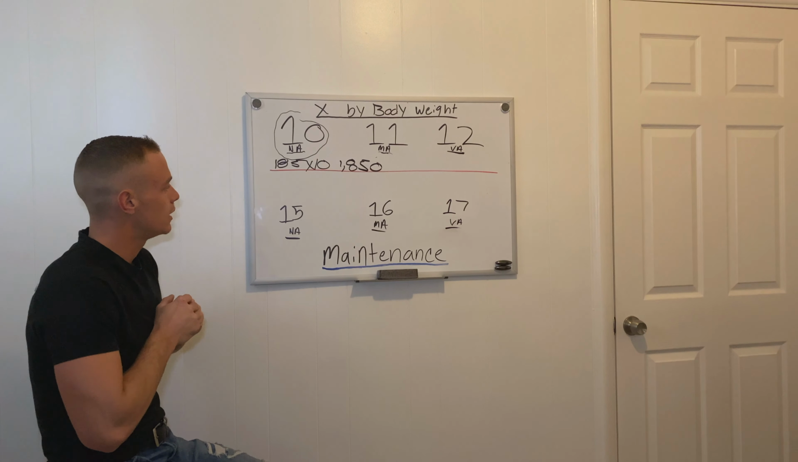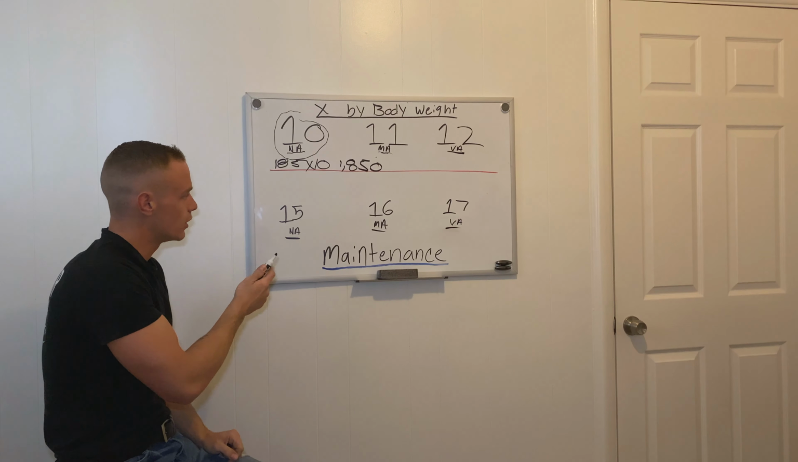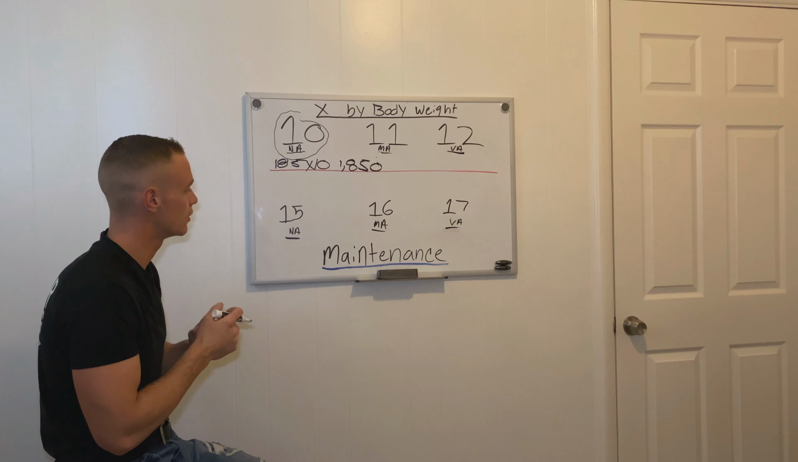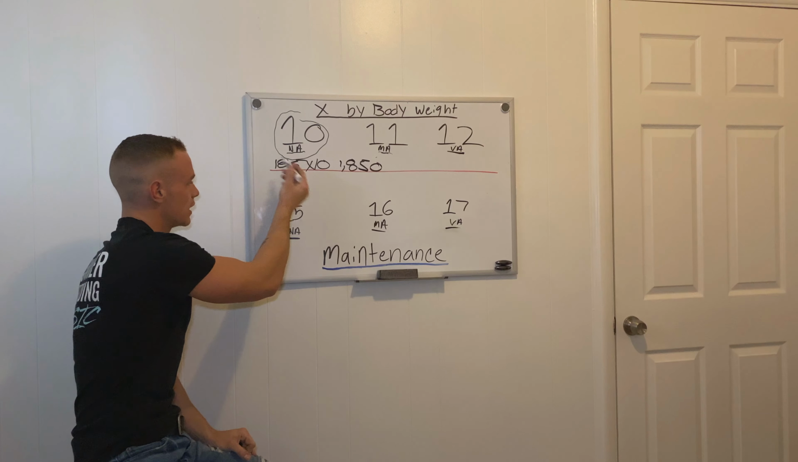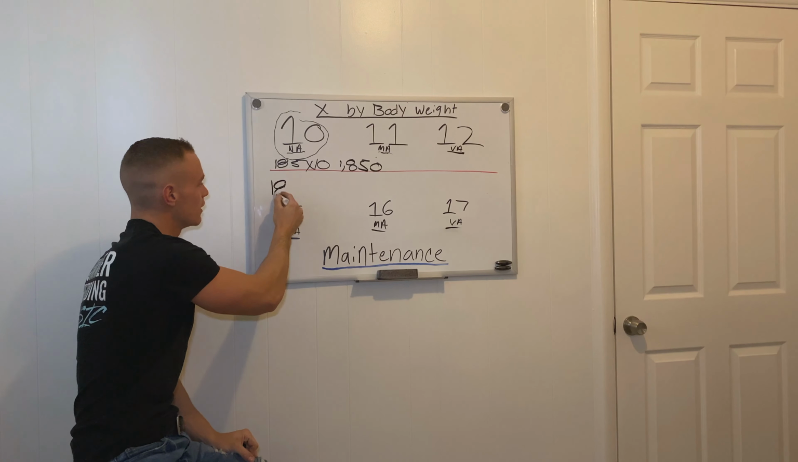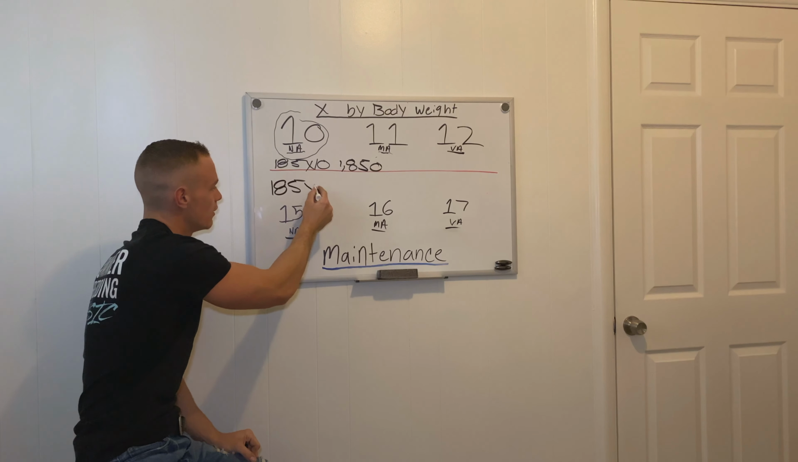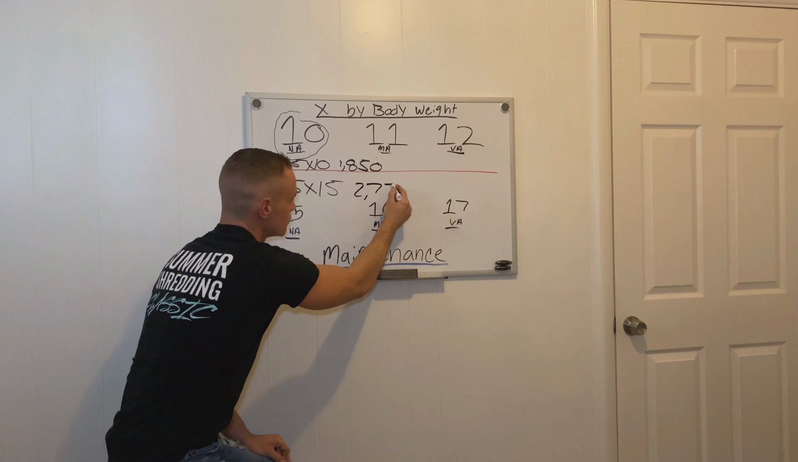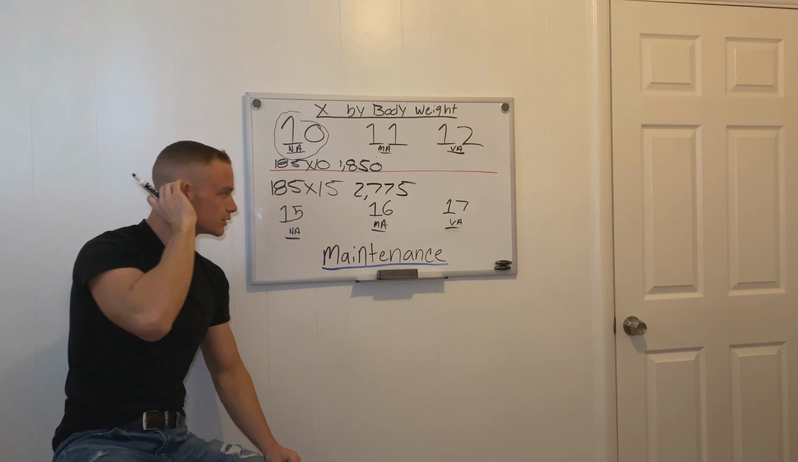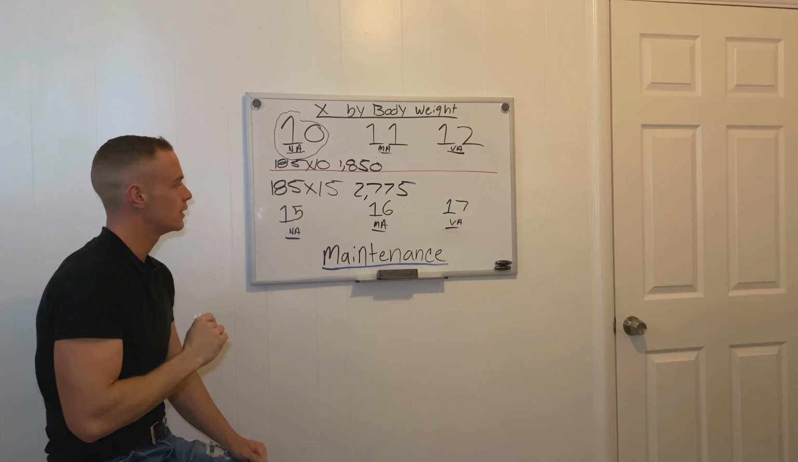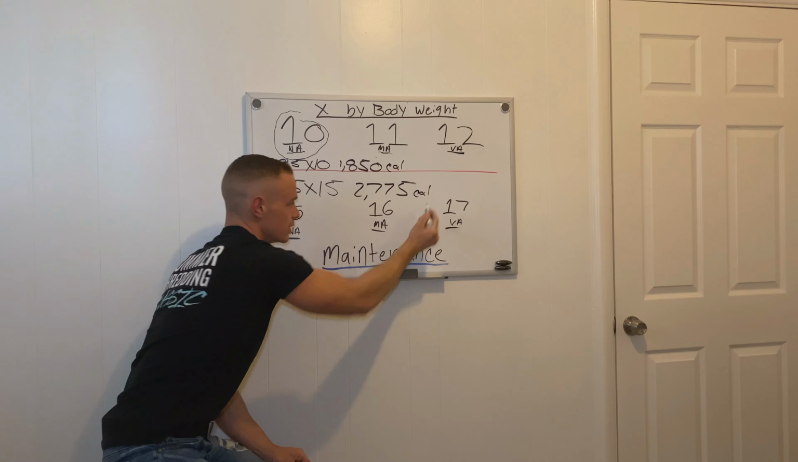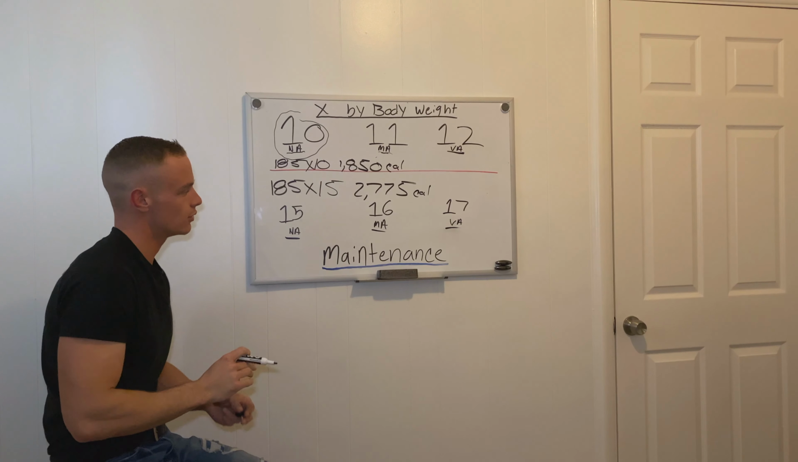So now let's run numbers for the bottom one. If you are down below the red line, and we'll take the same scenario, 185-pound male times 15, 2,775 calories. This would be your maintenance calories that you have to eat in order to maintain your weight.